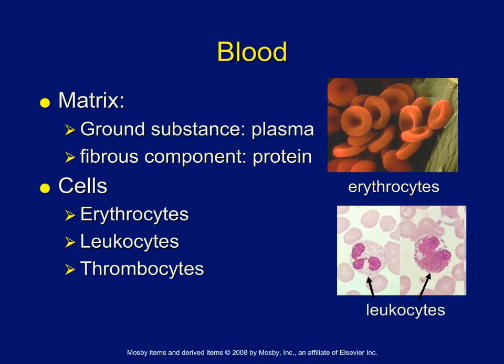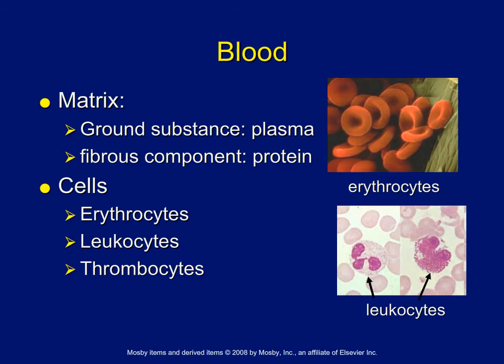Okay, our last type of specialized connective tissue is blood, and blood is certainly probably the weirdest specialized connective tissue you're going to see. And one of the reasons I think it's so weird is that here the ground substance is primarily going to be liquid, and this liquid is called plasma. Now, plasma is made up primarily of water and a little bit of dissolved protein.